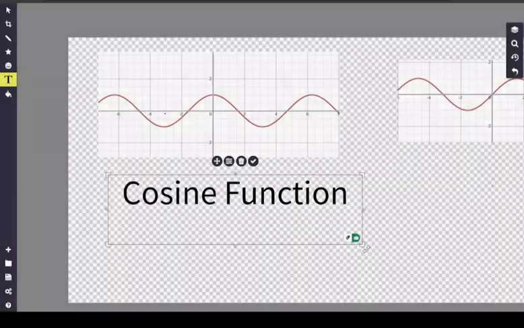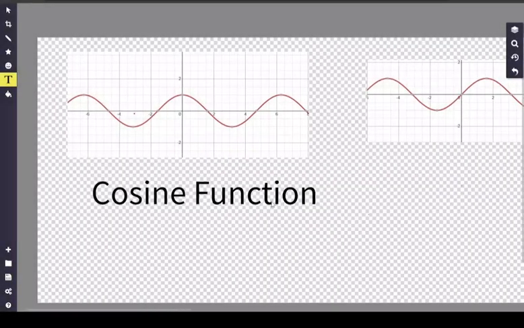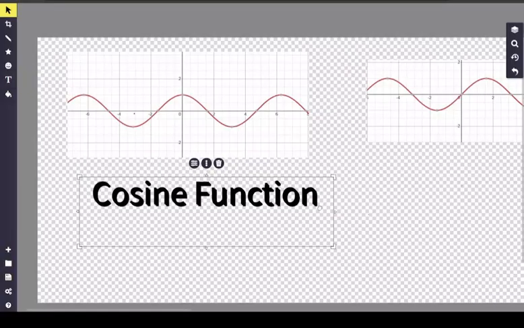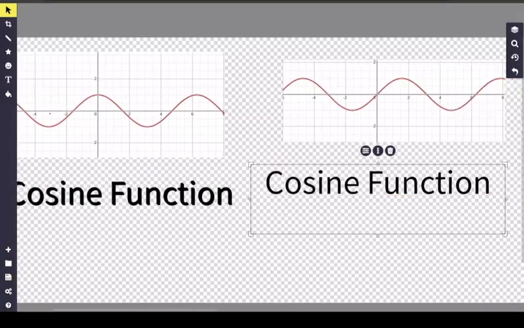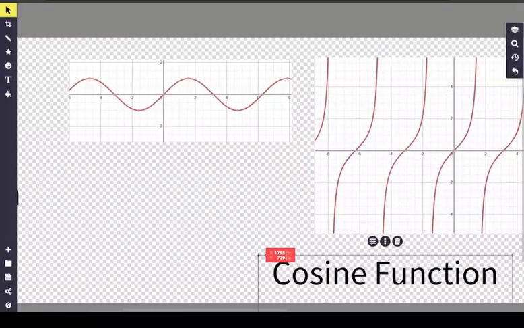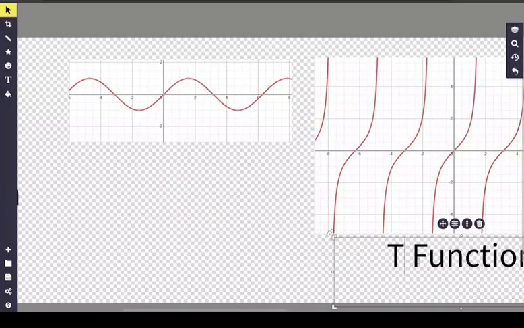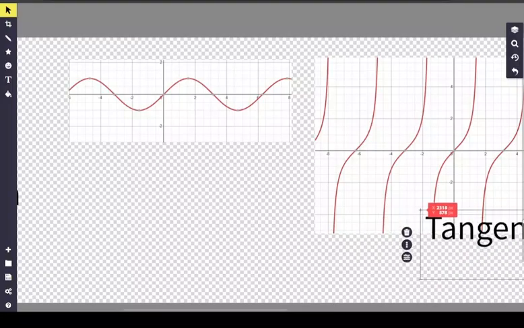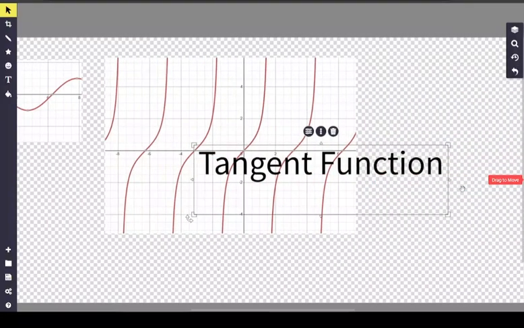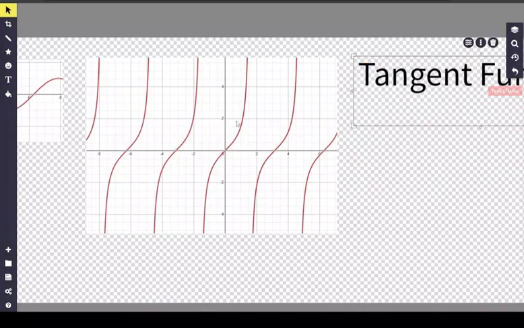Alright, so today we're going to do the investigation of functions. We're going to look at three different functions: the cosine function, sine function, and tangent function. I'm going to be giving you some key characteristics, and that's pretty much it. Let me just move this text box and then we can start.